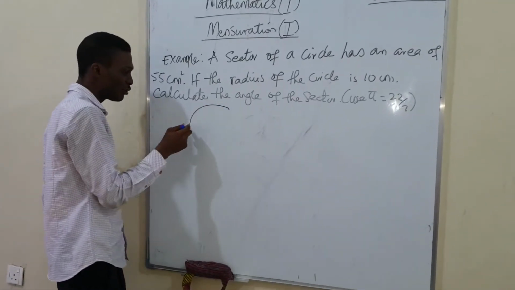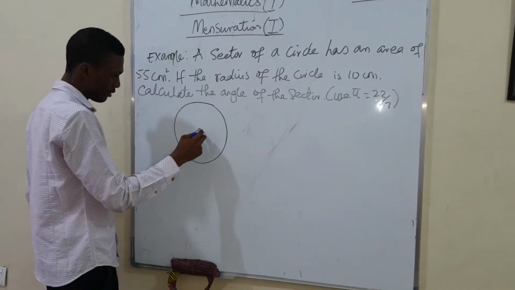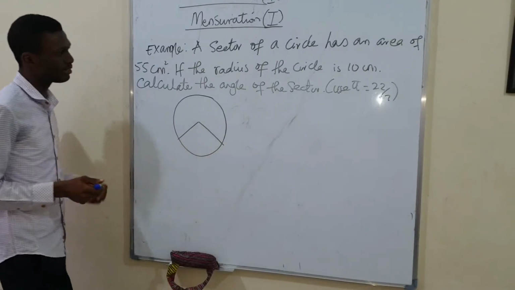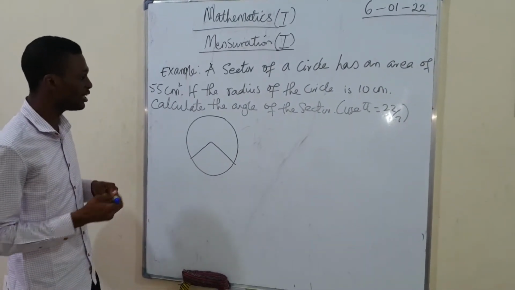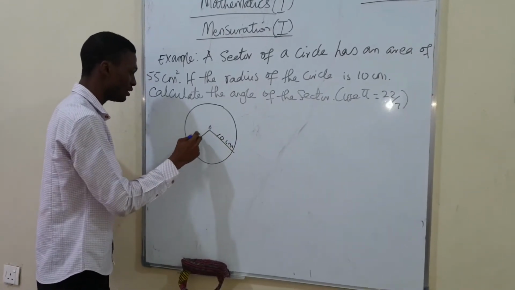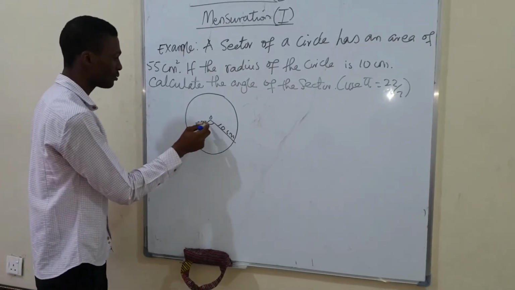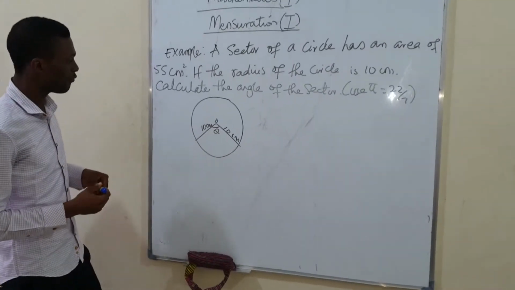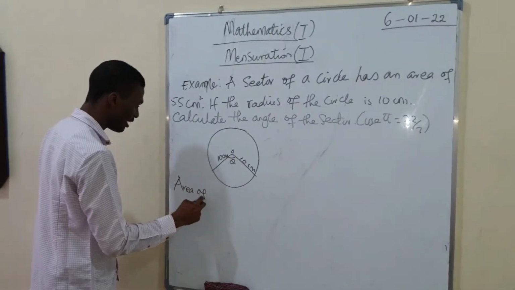We can decide to make a sketch for a better illustration. This is our circle, and the area of the sector is 55 cm squared. The radius is 10 cm. This is our center O. The radius is 10 cm, and the angle is not given. We can just write theta. How do we find the angle? We first write out the formula.